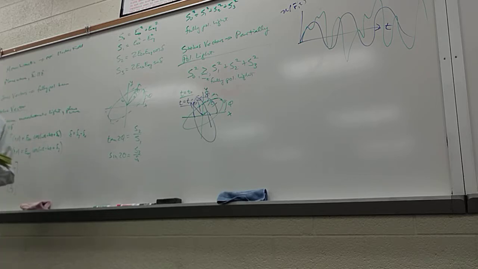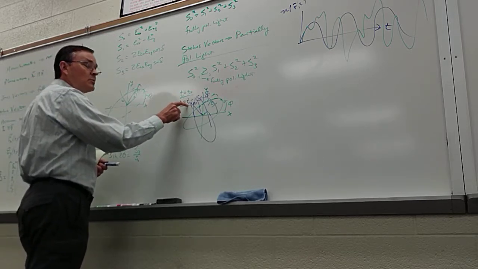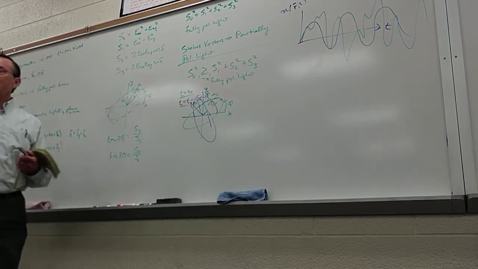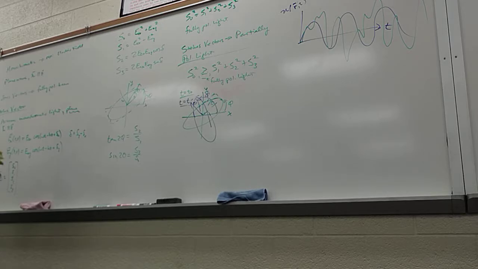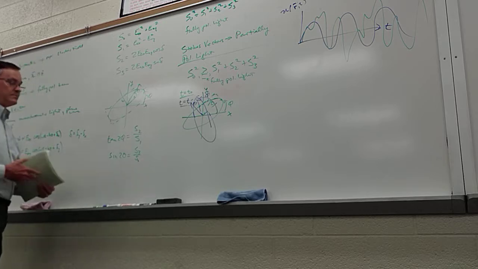So partially polarized light would be something in between. If you go from time t equals 0 to t equals 1, there is some correlation between the polarization states, but it's not completely correlated. So that would be partially polarized light.